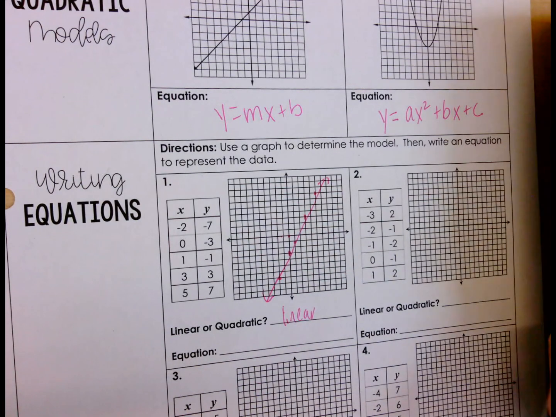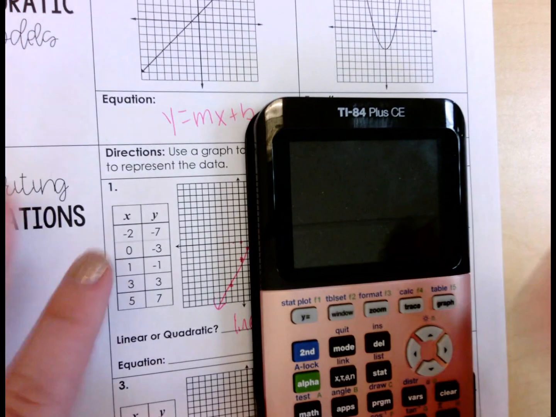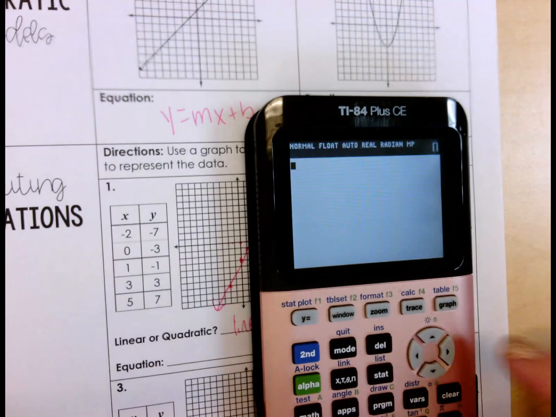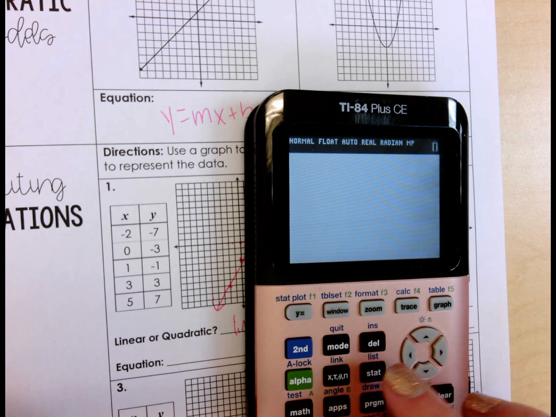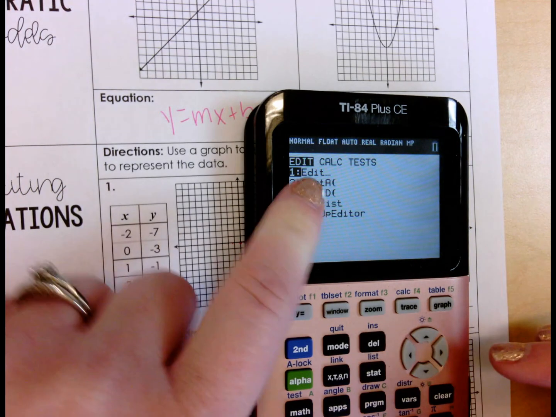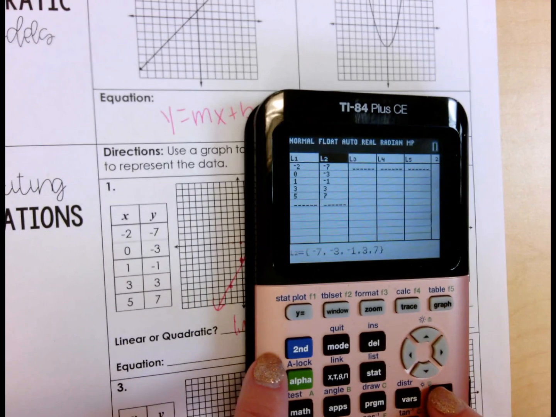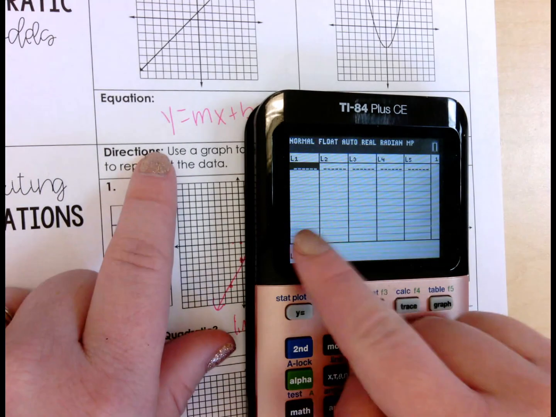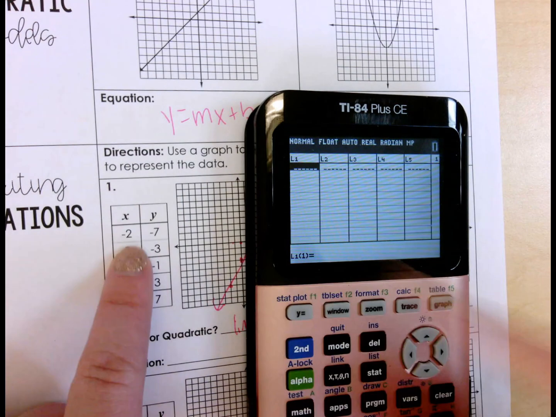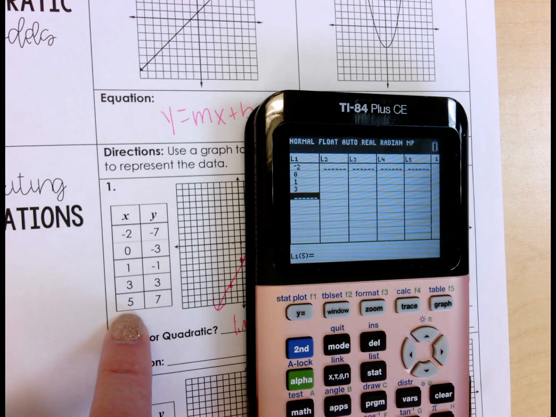Now, one thing that you can do is actually use your calculator for this, and I'm going to show you how to do this because it's really nice that your calculator will do this. So we're going to turn it on, and we are going to go to the Stat button. That's this button right here next to the arrows, and we're going to hit 1 for edit. Let me clear this out first. Under L1, we're going to write our table of x values. So I'm going to do negative 2, enter, 0, enter, 1, enter, 3, enter, and 5.